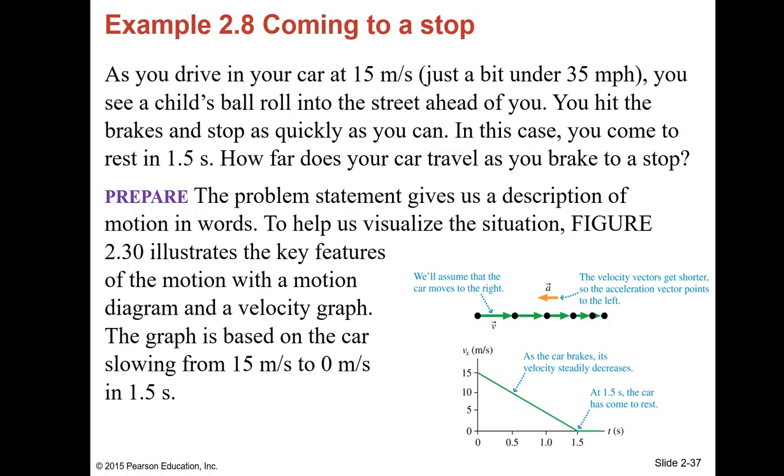Okay, so you're driving in a car, just under 35 miles per hour, 15 meters per second. You see a ball roll out in front of you. You hit the brakes and you stop as quickly as you can. For this one, you come to rest in 1.5 seconds. We're going to figure out how far you brake. We've got the graph on the bottom. The motion map shows that you're slowing down. The graph goes from 15 to 0 meters per second in 1.5 seconds, and you get a nice straight line. So this is what's going on.